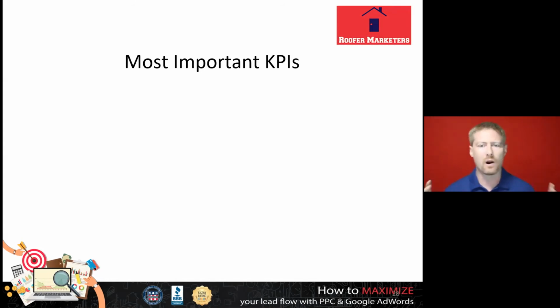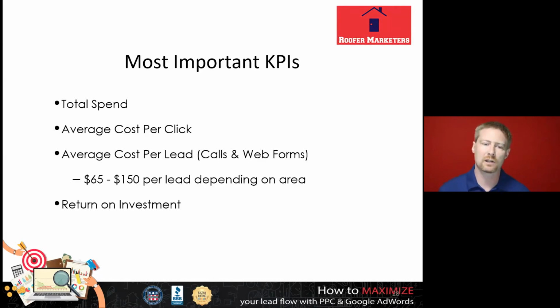On a broad level, you want to be monitoring at least your total spend, your average cost per click, and your average cost per lead, right? In roofing, depending on the area, it can be as low as $50, $65 a lead, $150 a lead on the higher side. And in some markets, you may get into the $200, $250 a lead areas, maybe a Dallas or a Denver or something like that. Or when a storm comes through and people start putting more money towards those campaigns.